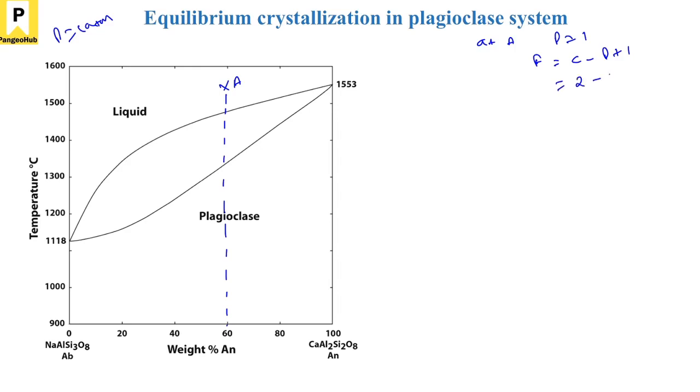Components are 2, phases are 1, this is 1, so this becomes 2. So you see the field is still a divariant. You still have a divariant field in this case.